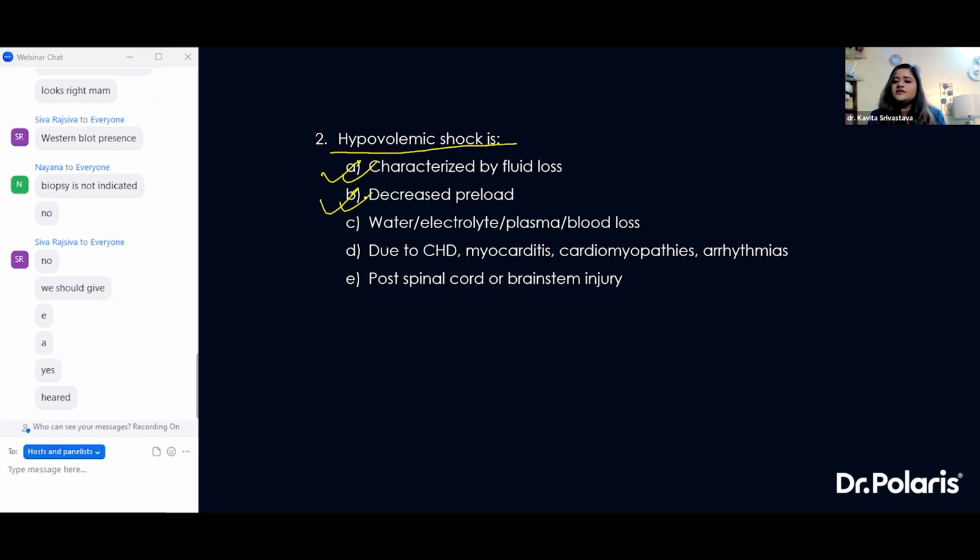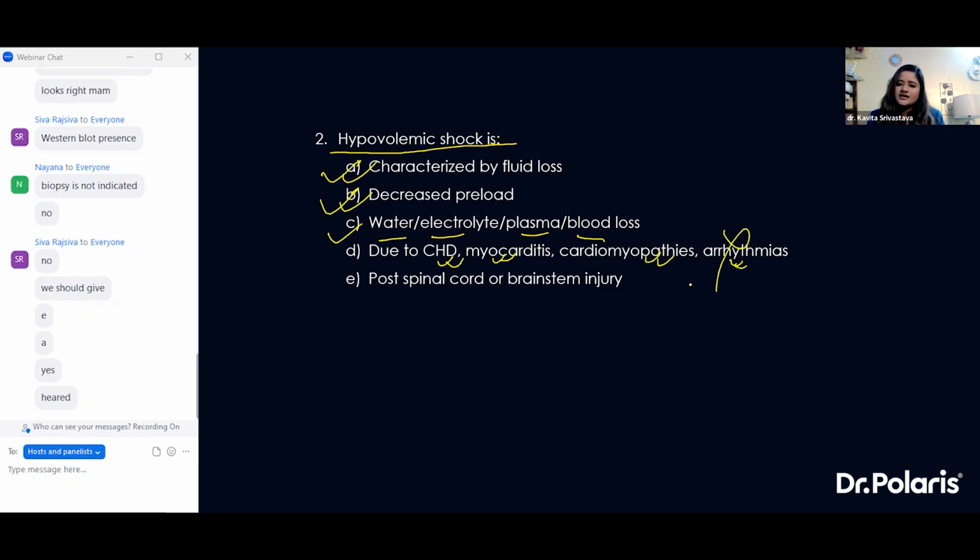Decreased preload in the body. If the blood volume is already low, or the fluid is not in an adequate amount inside the body, there is loss from the body, it can decrease the preload on the heart, because of which the pumping out of the blood from the heart is going to get affected. Water, electrolyte, plasma, or blood loss. So anything in the body could be lost. It could be either blood loss, loss of water, loss of plasma, or electrolyte disturbances. So these are the important things that happen in a hypovolemic shock. Does it happen due to congenital heart disease, myocarditis, cardiomyopathies, or arrhythmias? No.